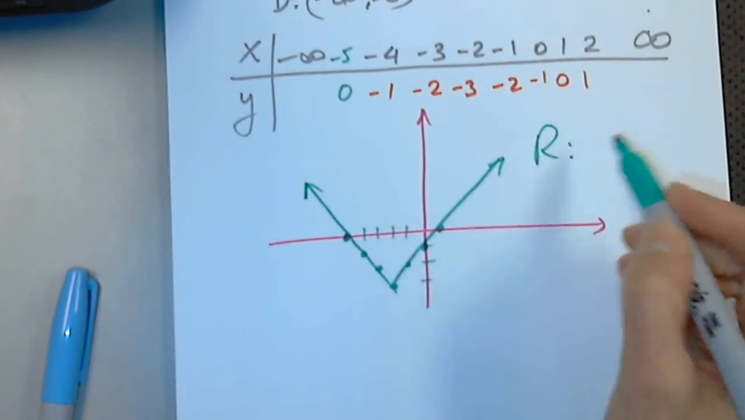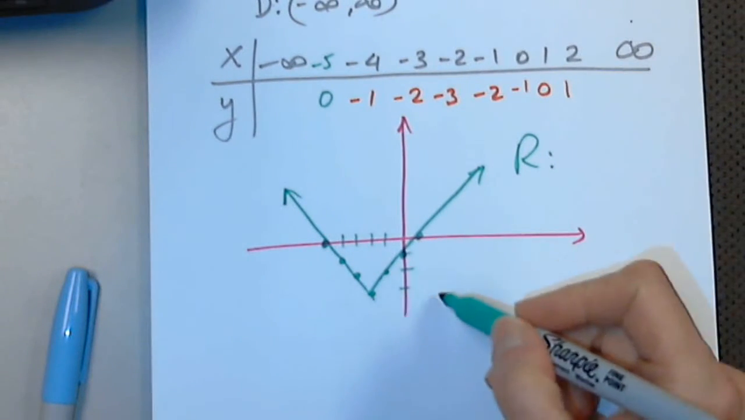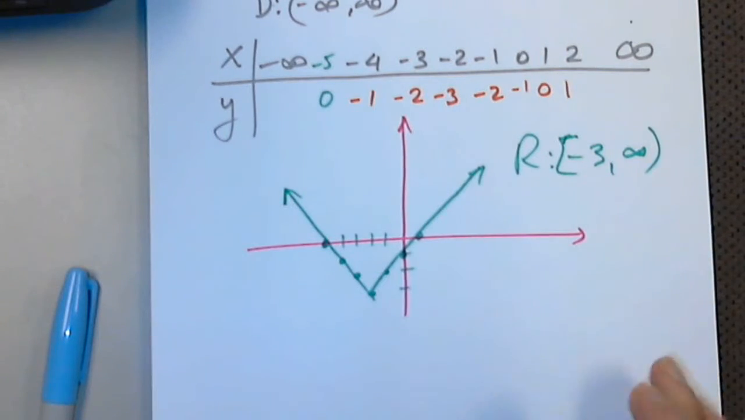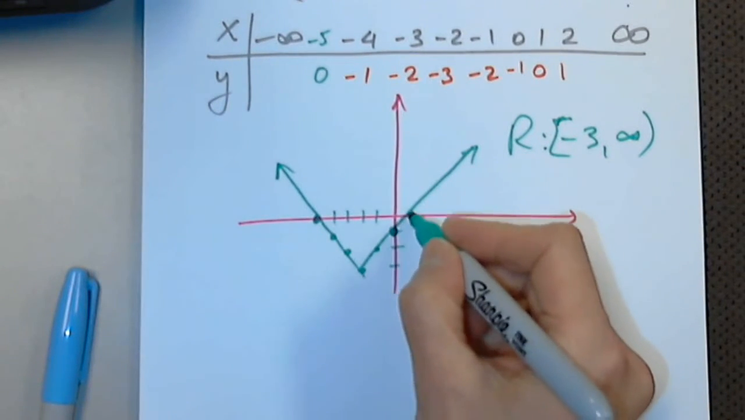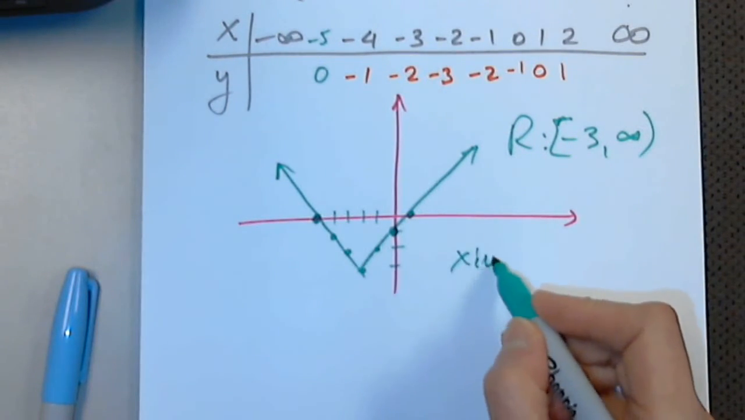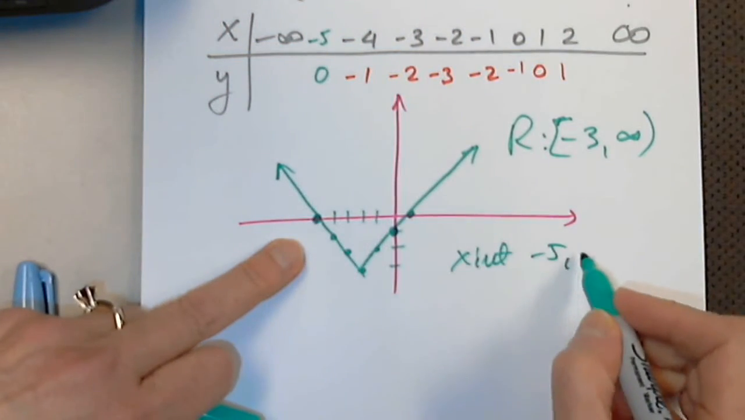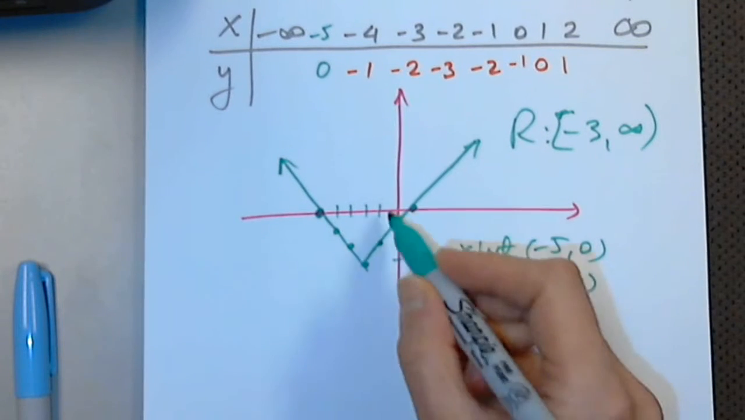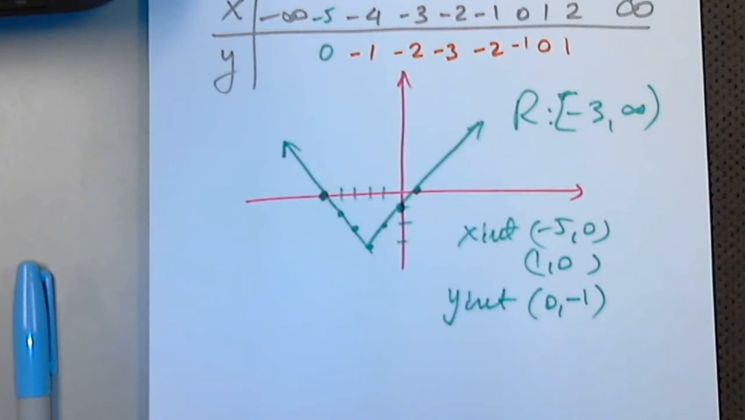And now I'm able to identify the range, which will be from -3 to infinity. And the x and y intercepts are clear. So the x intercepts are (-5, 0) and (1, 0), and the y intercept is (0, -1). Yes, any questions?